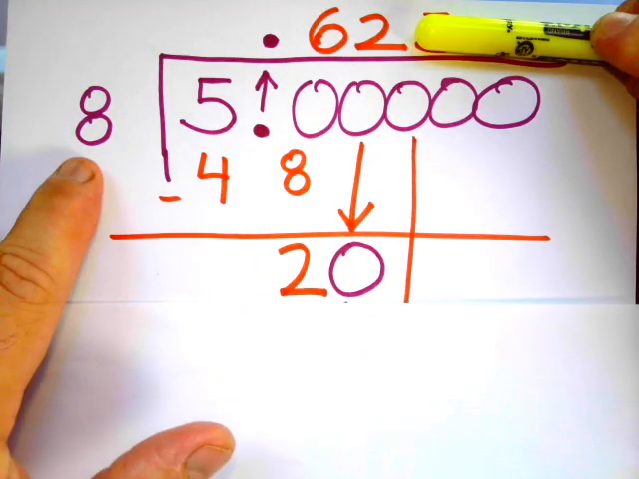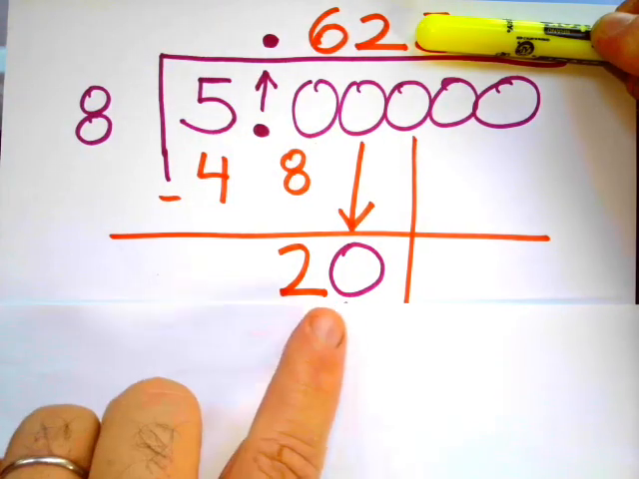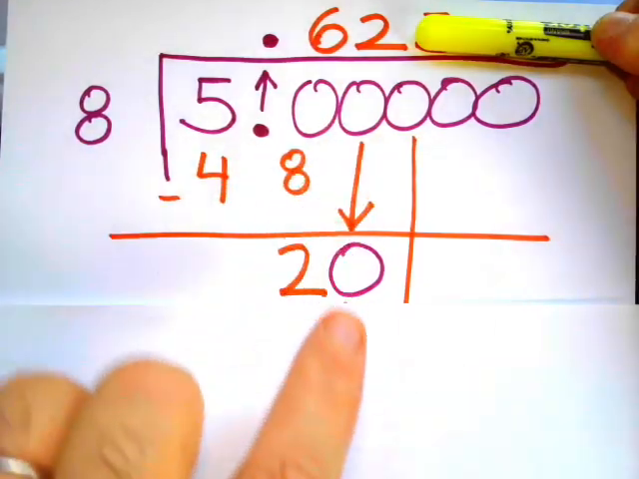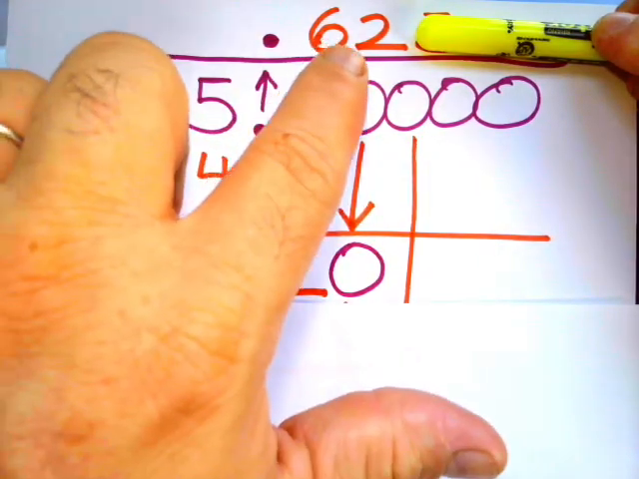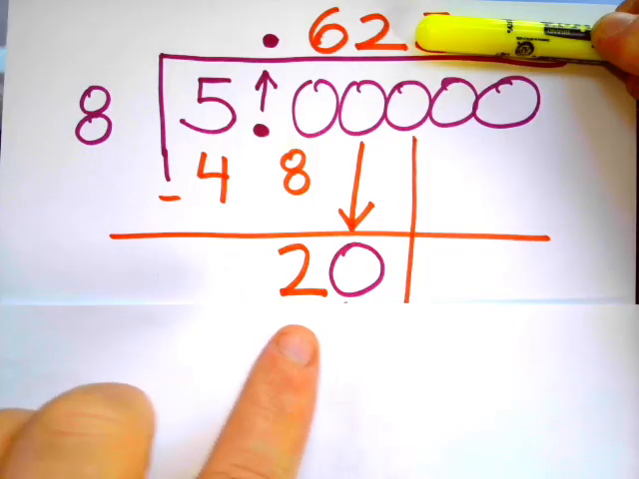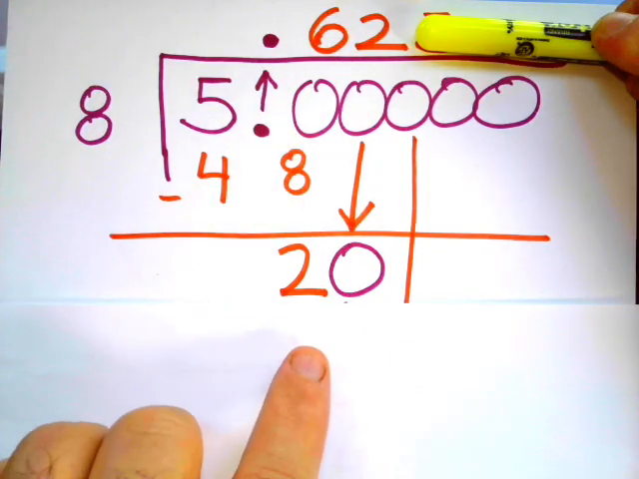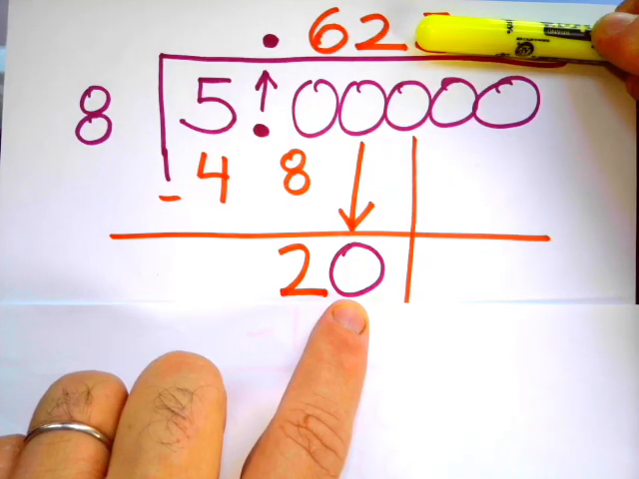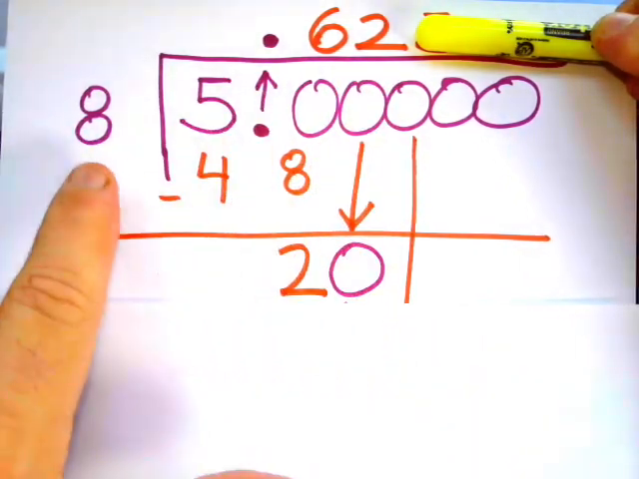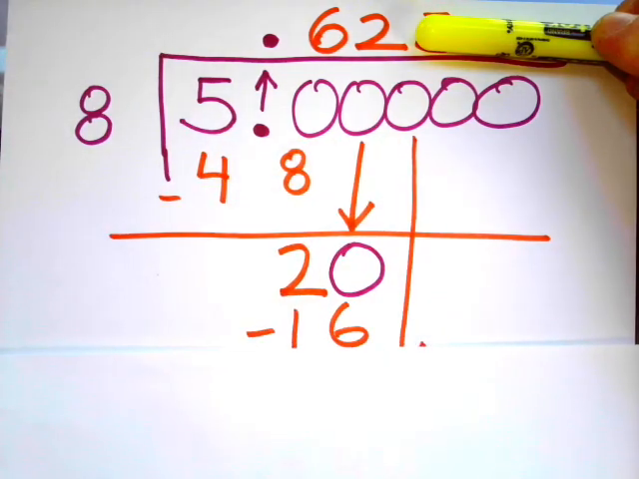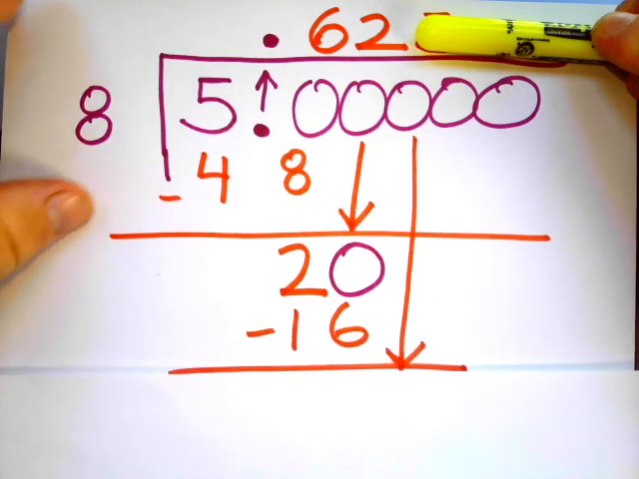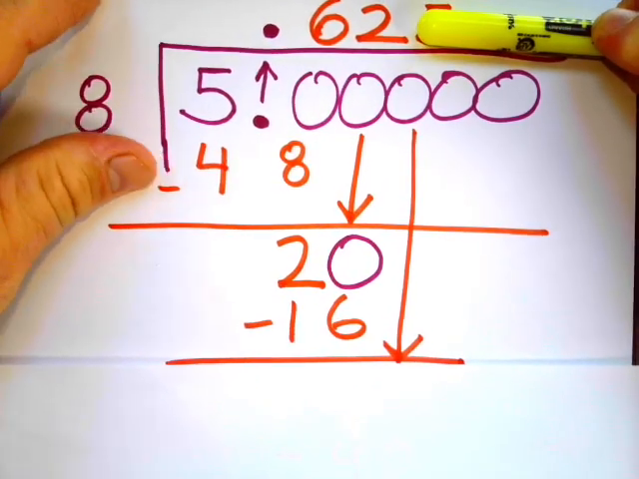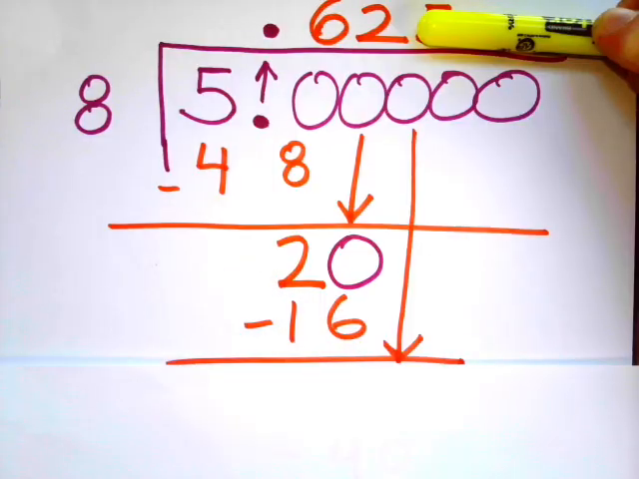Now I want to multiply 8 times a number that gets me closest to 20 without going over. 8 times 1 is 8. 8 times 2 is 16. And I know 8 times 3 is 24, and 24 is over or larger than 20. So I'm not going to use 3. I'm going to use the value of 2. So 8 times 2 is 16. I'm going to subtract 16 from 20. All right, moving on. 20 minus 16 leaves me 4.